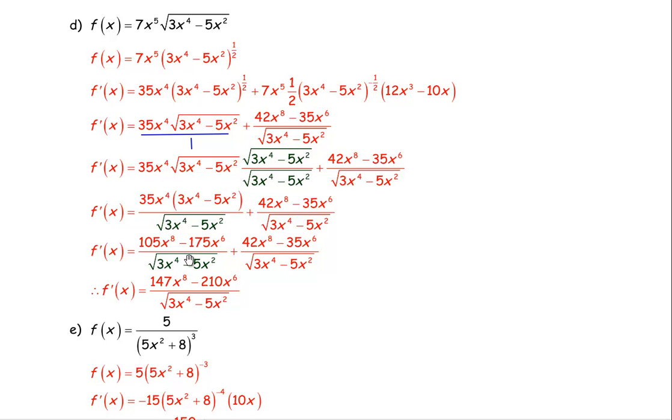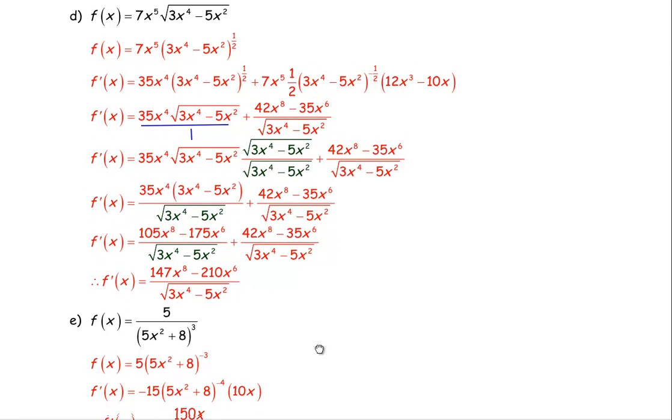we collect like terms. 105x to the 8th plus 42x to the 8th is 147x to the 8th, and negative 175x to the 6 minus 35x to the 6 is negative 210x to the 6. And so that's the simplest way to write that.